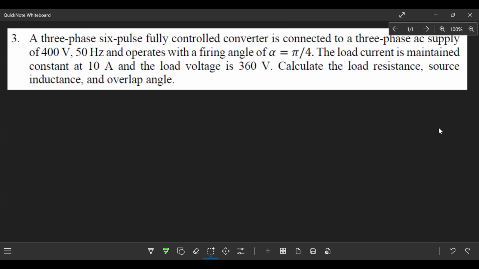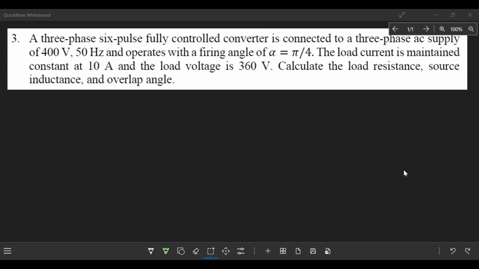Okay, so you see that here we are given the firing angle, and we need to find the source inductance. So you know which equation you need to use. It doesn't matter which one you start with. In this case, you can start with either finding the firing angle or finding the overlap angle. Either of the two works. Let's see the data that is given to us.